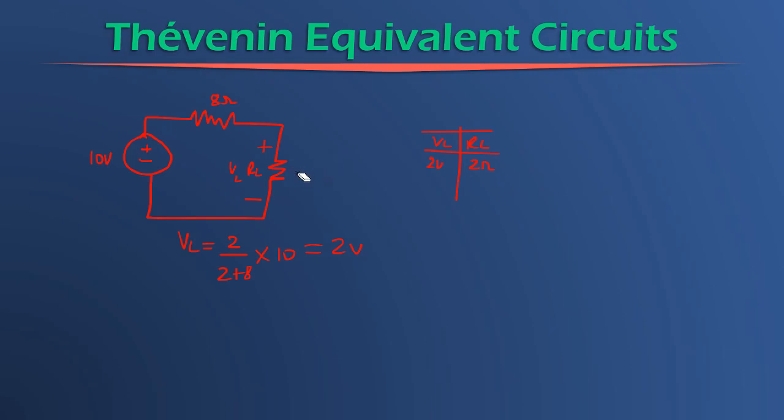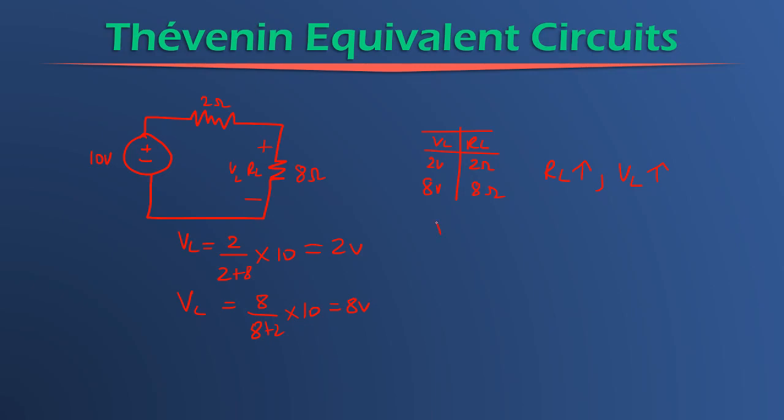How about if I change this just to determine what the relationship will be? If I make this 8 ohms, so I increase the load resistor value, what will happen? The voltage VL is going to give me 8 over 8 plus 2 times 10, which gives me 8 volts. So when the load resistance is 8 ohms, the load voltage is 8 volts. So what does this tell us? It tells us that as the resistance value of the load increases, so too does the voltage across the load.